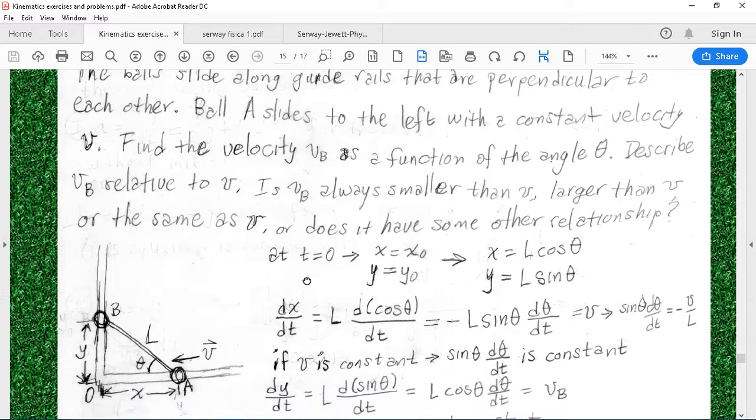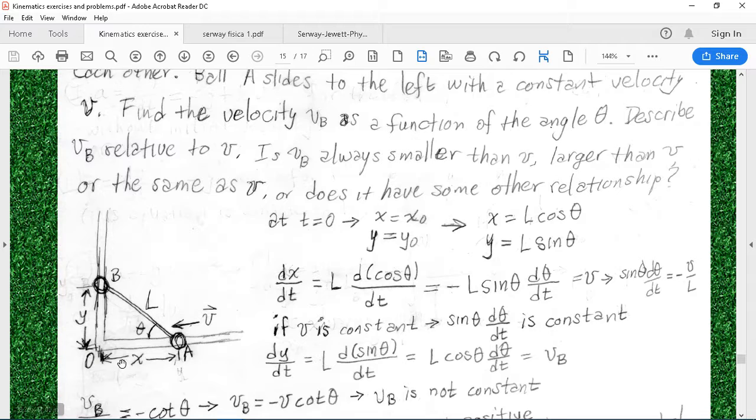Ball A slides to the left with a constant velocity v. Find the velocity vb as a function of the angle theta. Describe vb relative to v. Is vb always smaller than v, larger than v, or the same as v, or does it have some other relationship?